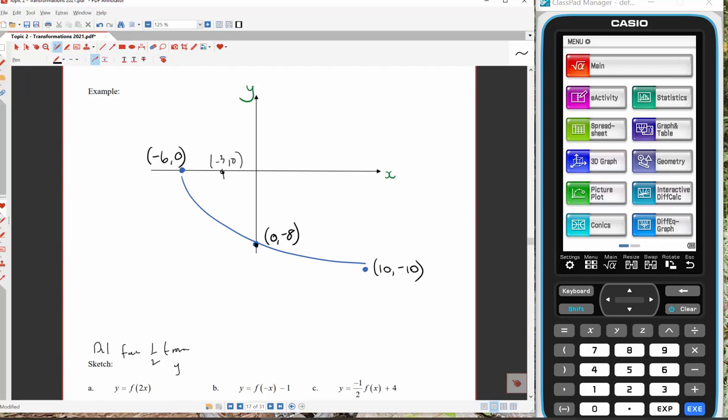This one here, this is going to halve the x value. So that would be 10. We're going to say that this is 5, 0. Thus, this point here will be 5, -10. All right, and we've got our sketch.